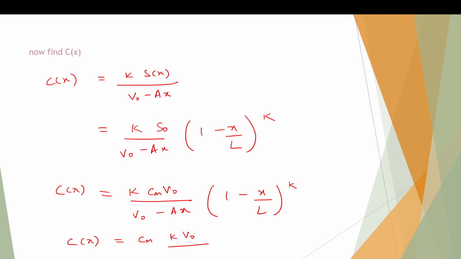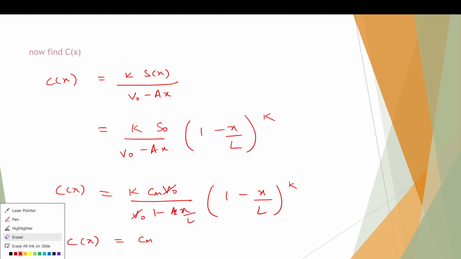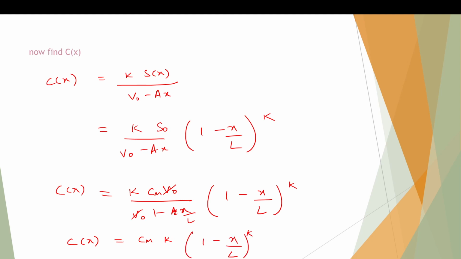Again, this v naught upon this also we can simplify. This v naught cancels 1 and this will become x power l, just like the previous case. Like the maths you can do on your own. I just write the final answer here. So this will be cm k times 1 minus x over L, and there will be a k minus 1 term coming from this portion.